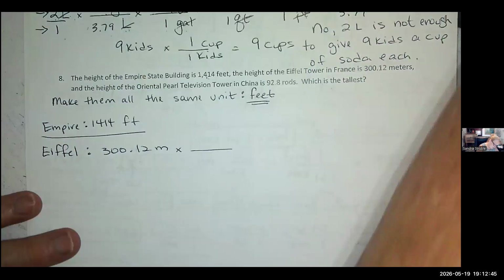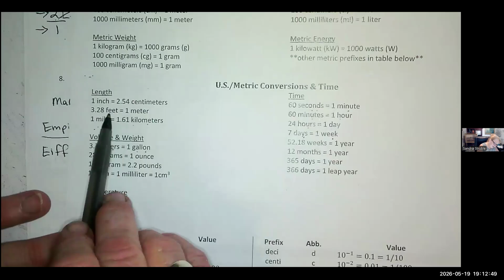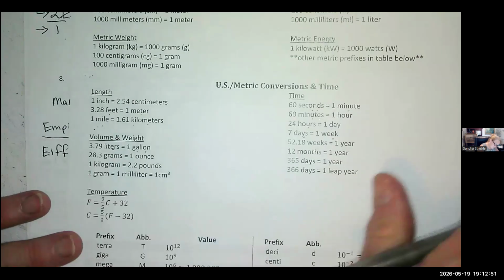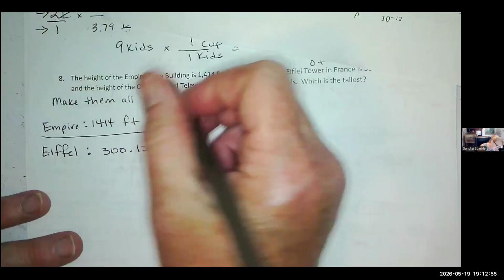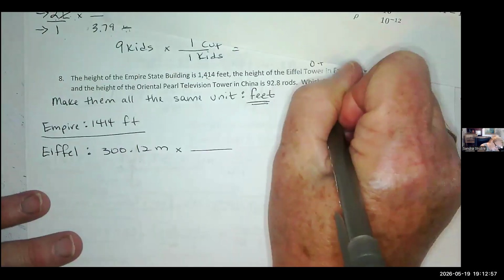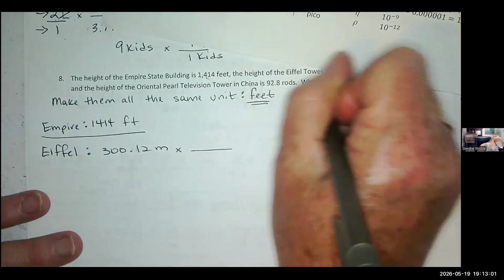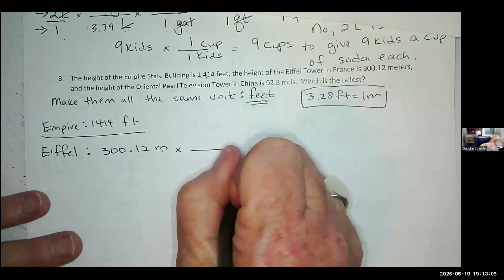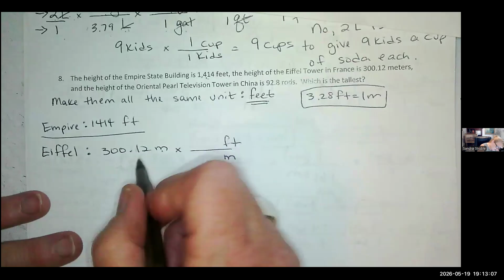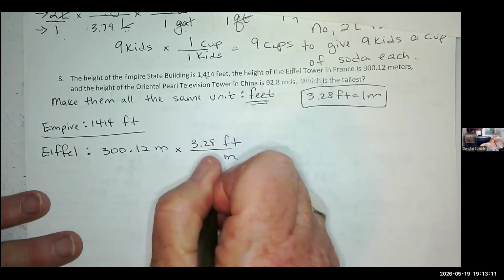So length, 3.28 feet is 1 meter. Fantastic. So I'm going to write that over here. 3.28 feet is 1 meter. I'm going to use that conversion. Meters up top, meters down low, going to feet. That's going to cancel, leaves me with feet. So now plug in my numbers. Multiplying straight across, meters are gone.